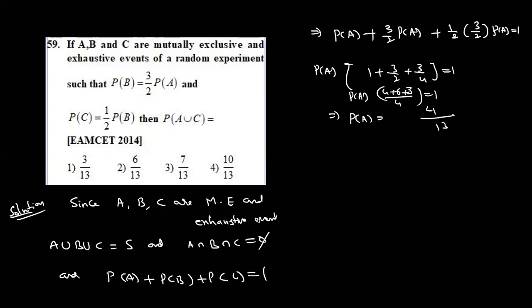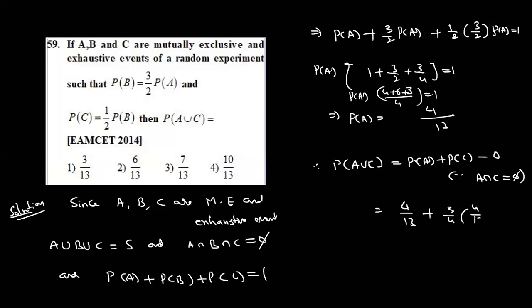Yeah. Now get the point. Therefore, P of A union C, what is the formula? P of A plus P of C minus 0. Why? Because A intersection C is an empty set. So what is the value of P of A? 4 by 13 plus P of C is how much, anyone? Simplify. 3 by 4 into 4 by 13 is coming. Check it. The answer is 7 by 13. That is the answer. Option C.